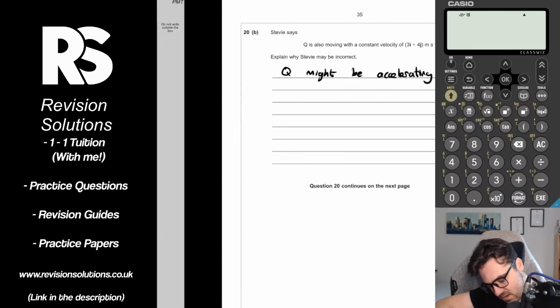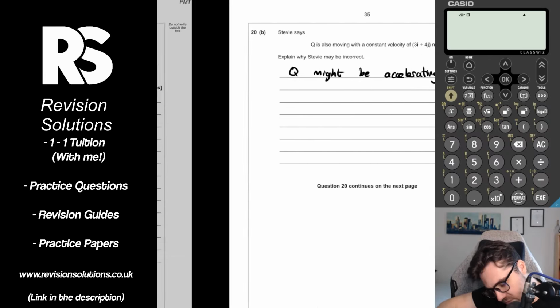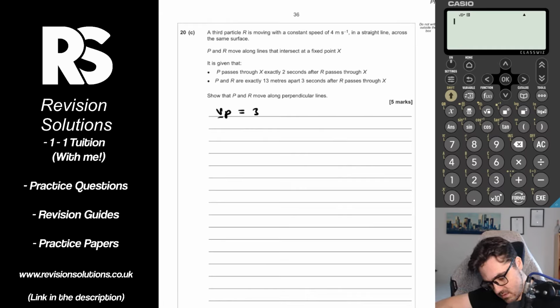It's talking about how P moves. So let's first write that down, and we need to visualize this. The velocity of P was 3i plus 4j. And we need to show that they're moving perpendicularly. So let's draw a diagram, just assuming they are for a minute, to see this. Let's say VP is going in this direction. This is P, and R is doing this, and this must be point X where they cross.